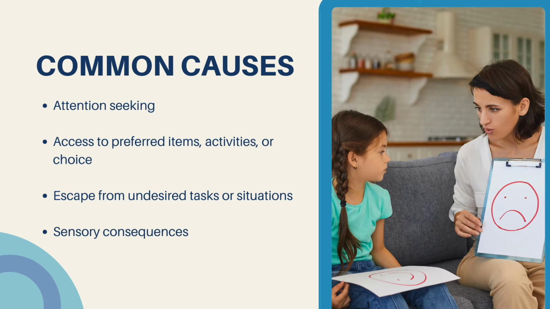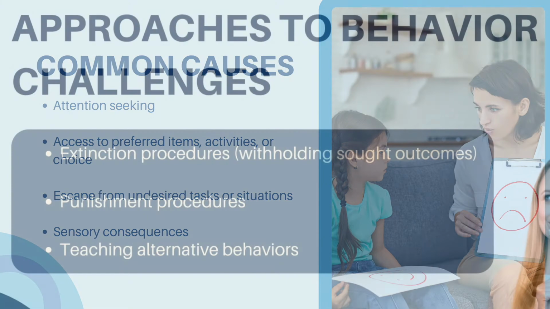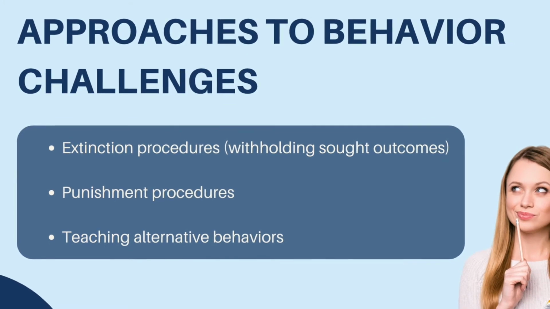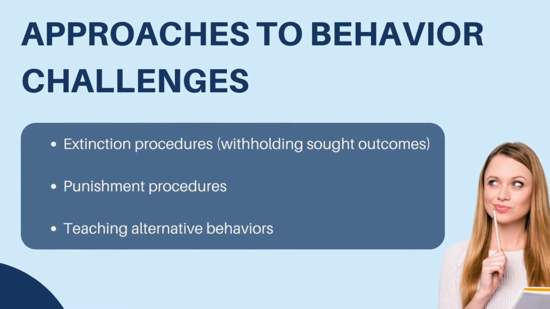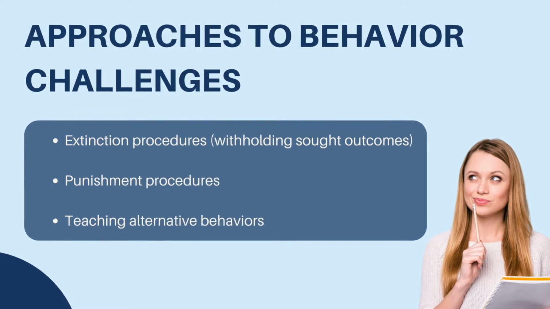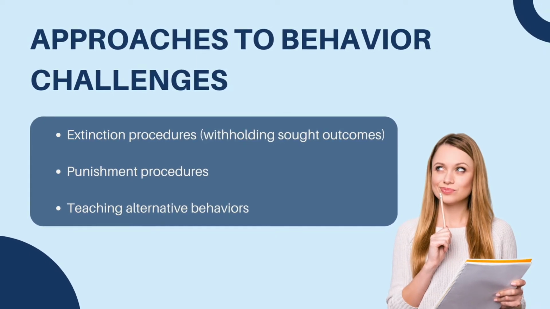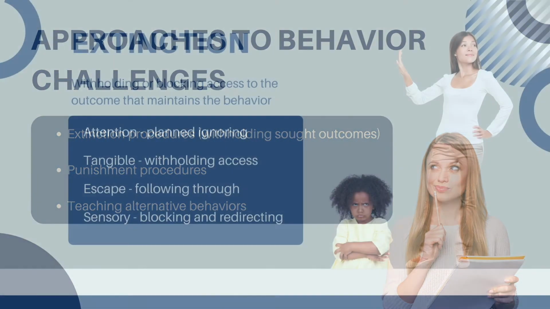Last, some behavior occurs because of the direct sensory outcomes those behaviors produce, like interesting or stimulating sights, sounds, or feelings. When we understand what the behavior is attempting to achieve, we can teach the individual how to fulfill that need by engaging in a more appropriate behavior. In behavior analysis, there are 3 approaches to reducing the occurrence of behavior challenges. We can implement extinction by withholding the outcome the individual was seeking. We can punish the behavior, or we can teach an alternative method for accomplishing the same outcomes.